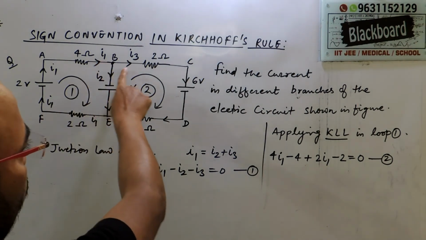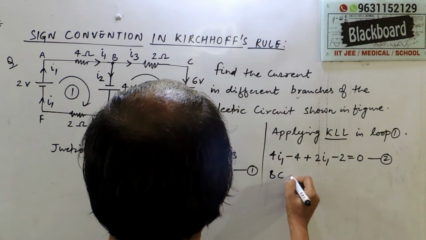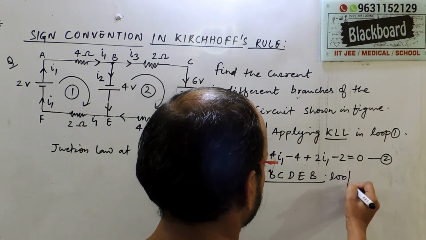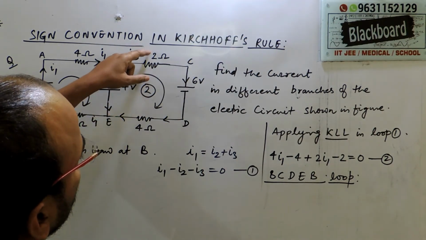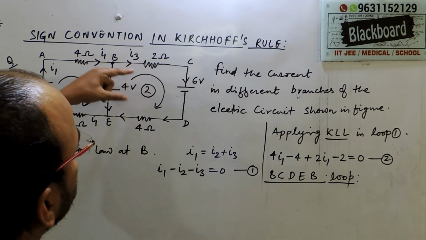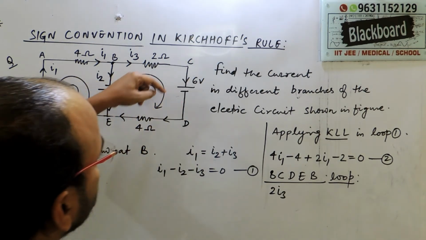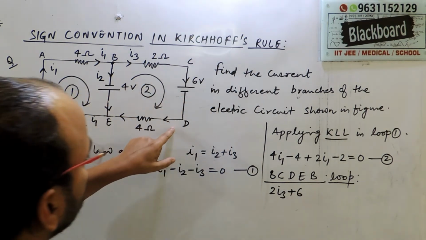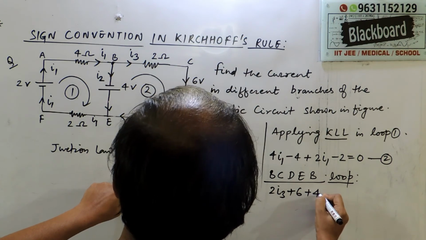Now applying Kirchhoff's loop law in the second loop. The second loop is the B, C, D, E, B loop. For this loop, applying Kirchhoff's loop law, here the 2 ohm and current are in the same direction. That means you can write this as 2I3 positive. Higher to lower, that means this is 6 positive. Here the current and loop direction are the same, that means this is 4.